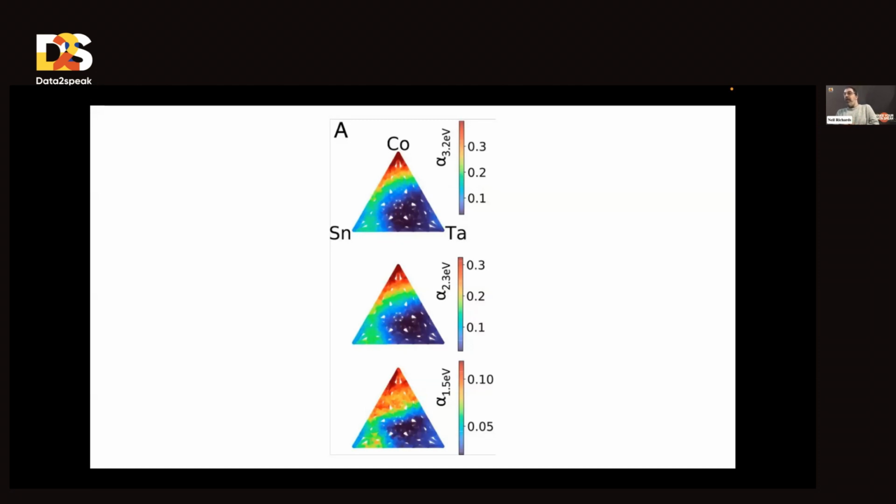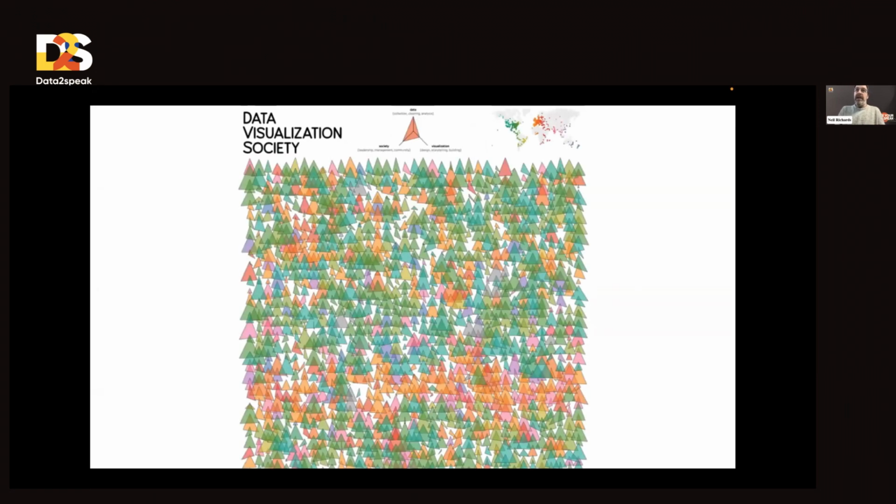So often it can be familiarity. We may be discouraged from using something like a ternary chart because that's kind of difficult for your basic audience. But if it's often used in your field, then there's no reason why you can't use something like that.